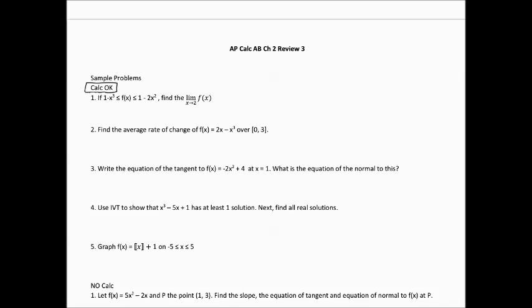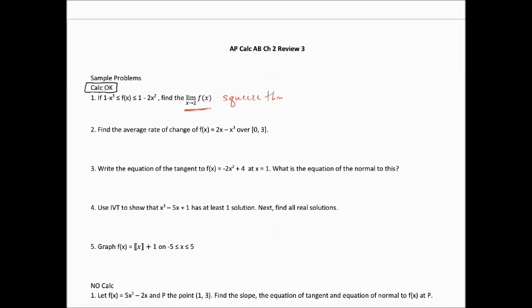For this first one, it says, if f of x is in between 1 minus x cubed and 1 minus 2x squared, then find the limit as x approaches 2 of f of x. Well, taking a look at this, it looks definitely like the squeeze theorem, so we're going to look up the squeeze theorem and make sure we use what we know about it.